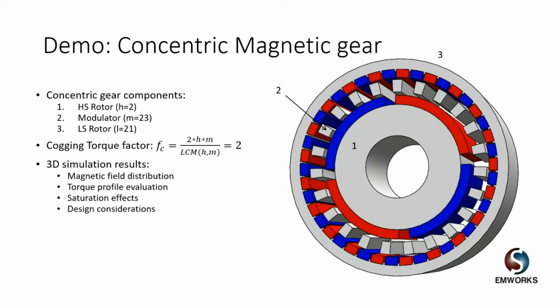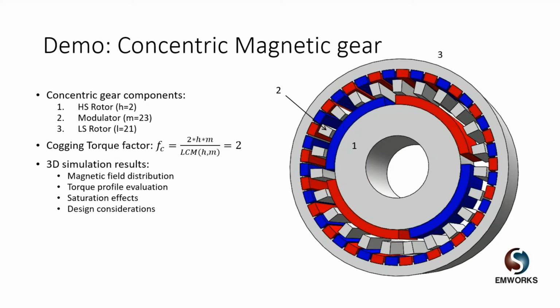Some of the results we're looking for are, as you can see, field, torque profile, and saturation. We're also going to see how changes in some design parameters play out in the field and torque results, whether it is getting us anywhere, and how easy it is to evaluate certain design changes in EMS.